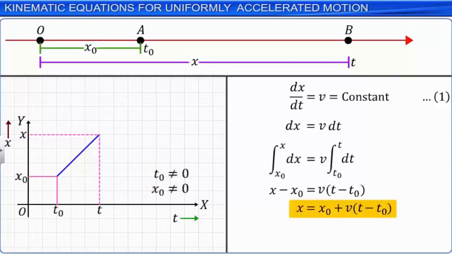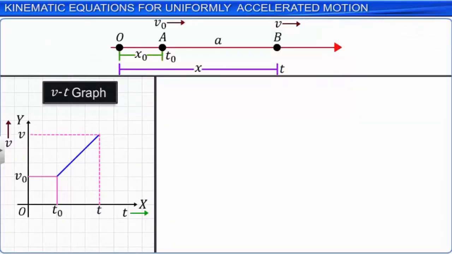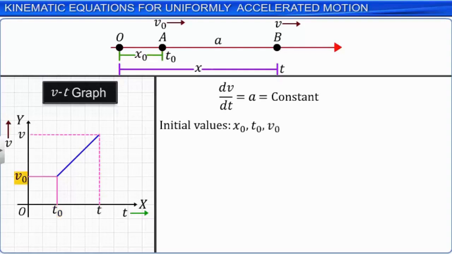Now let's derive equations for uniformly accelerated rectilinear motion. In this type of motion, the acceleration of the particle is a constant: dv by dt is equal to a, which is a constant. The initial values are x naught, t naught and v naught. Similarly, the final values are x, t and v. dv by dt is equal to a. By cross-multiplying, we get dv equal to a into dt.